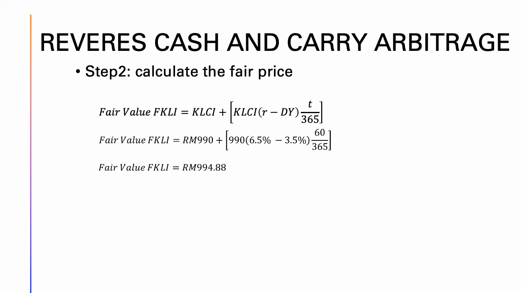So step number 2, you need to calculate the fair price of futures contract. So fair value of FKLI is equal to KLCI plus KLCI times (R minus dividend yield) times T divided by 365. So KLCI today is at 990. So plus 990 times (6.5 minus 3.5) times 60 divided by 365. So fair value of FKLI is 994.88.